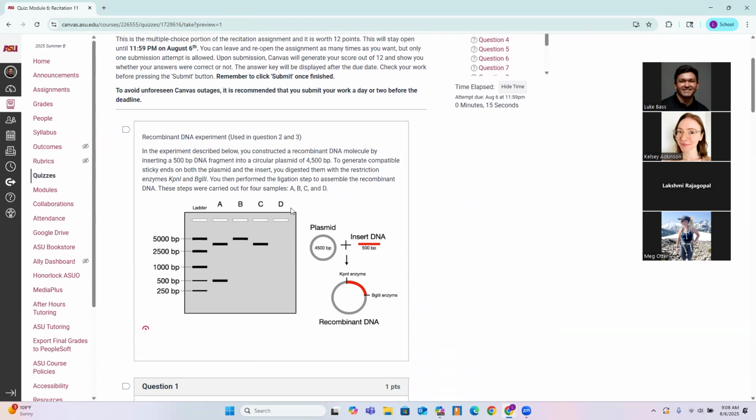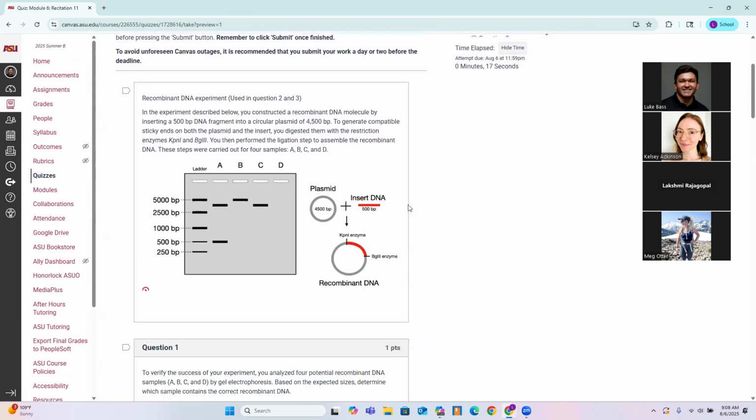Overall, I understand that sample A has the longer segment and the shorter segment, so it is a combination of around 4,500 plus 500, so the total circumference is 5,000 base pairs. I see that, but I don't know if I answered question one right.